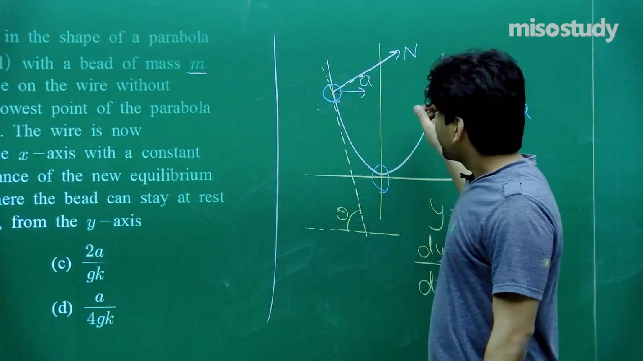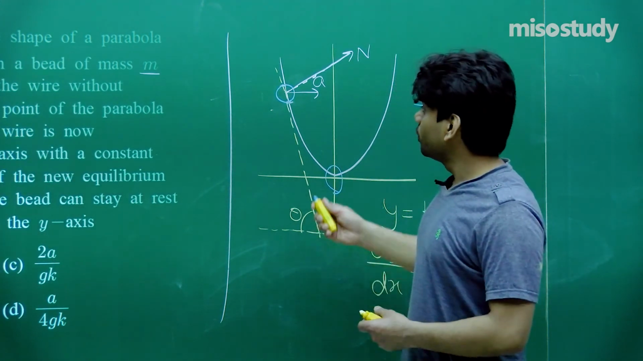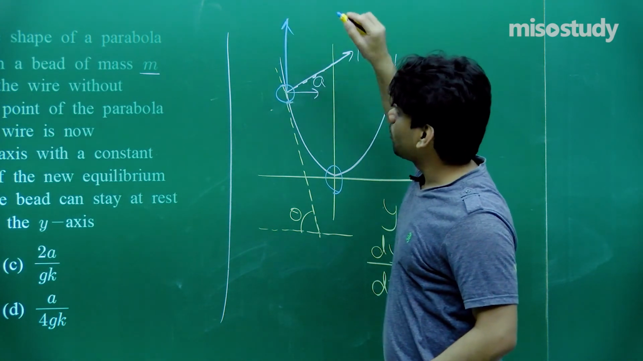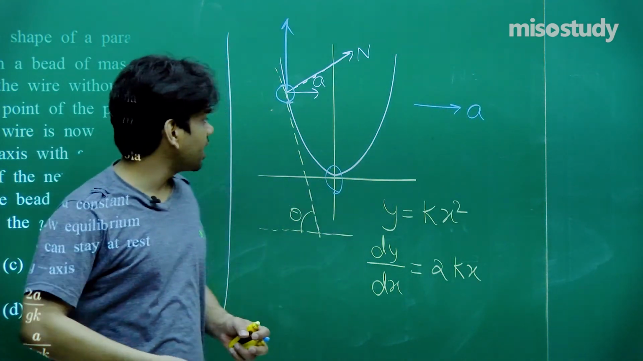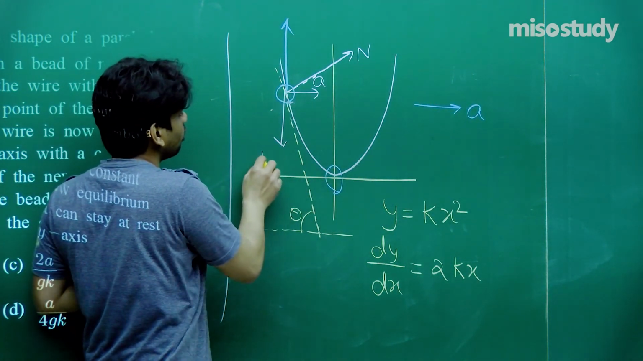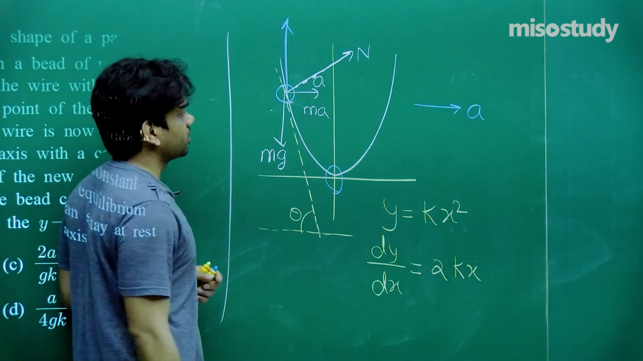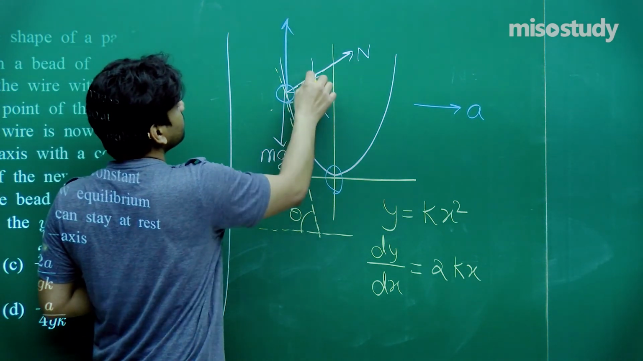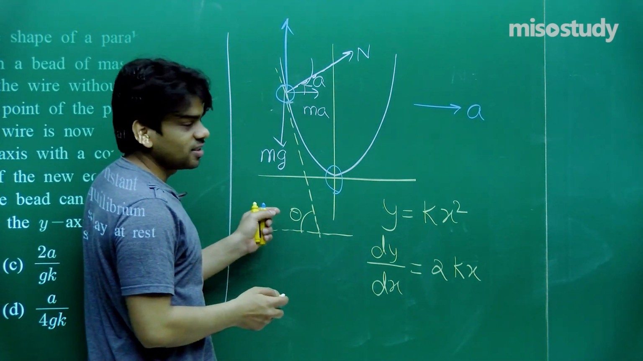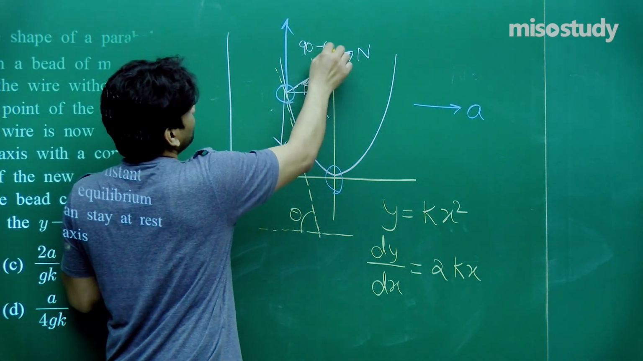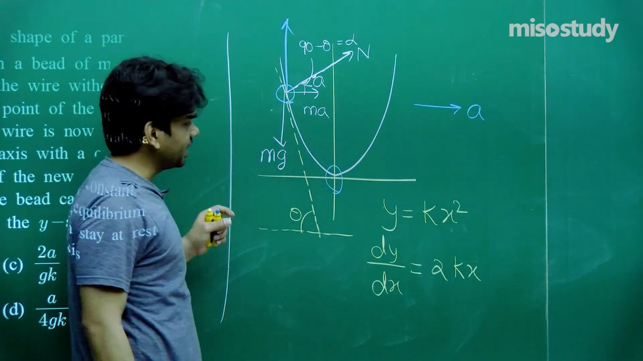Now see here, I have shown N is acting here. In this case we have to resolve the normal reaction. The normal reaction components will be acting in the vertical and horizontal directions. If its mass is m, mg will be acting along the downward direction and ma, the net force, should act along this direction. Let us say this angle will be quite obvious, it will be 90 minus theta. If we have taken this as theta, this will be 90 minus theta. Let us take 90 minus theta equal to alpha for our reference.